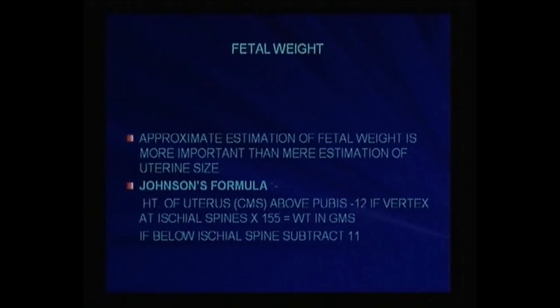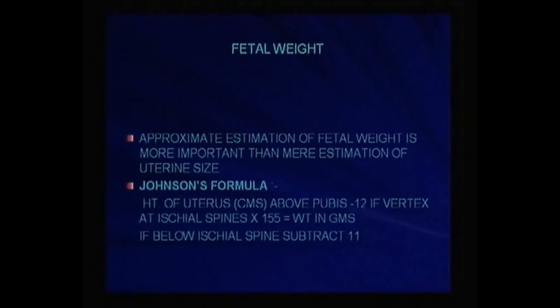An approximate estimation of fetal weight is very important. It is more important than the mere estimation of the uterine size, whether it is big or small. Classically, it had been calculated by Johnson's formula, that is, height of the uterus in centimeters above the pubis minus 12 if the vertex is at the ischial spines, multiplied by 155, which gives us the fetal weight in grams, or if below the ischial spines we subtract 11.